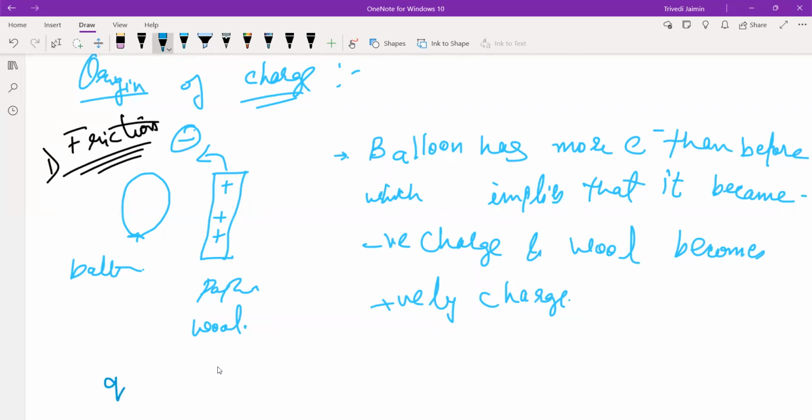If this is a charged particle, let's assume some Q, and here is an uncharged particle, when we rub this one to this one, this will now be Q by 2 and this will also be Q by 2. It will be equally divided because the other is totally uncharged, it has nothing. We gain some because it's losing some, it's gaining some. Okay, so this was by friction.